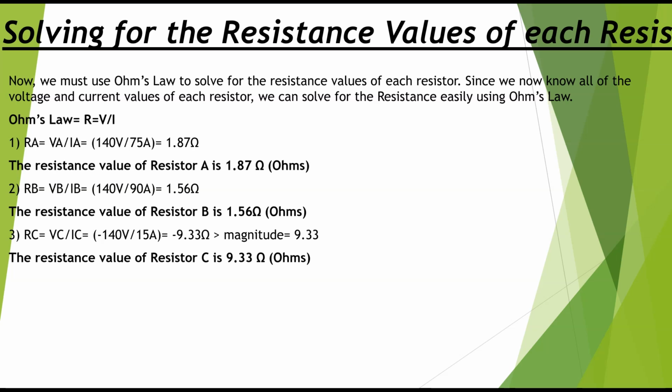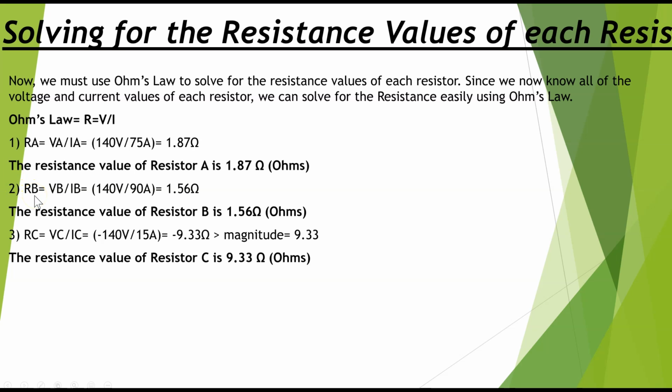Okay, now we can solve for the resistance values of each resistor. To do this, we need to use Ohm's law. Ohm's law describes the relationship between voltage, current, and resistance of a given circuit. If we rearrange V equals IR, we get R equals V over I, which is what we want because we already know voltage and current. For the first one, RA equals VA over IA, which is 140 volts over 75 amps, equal to 1.87 ohms. That is the resistance value of resistor A.